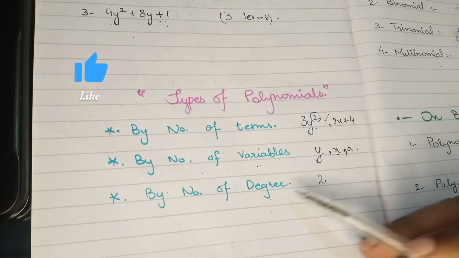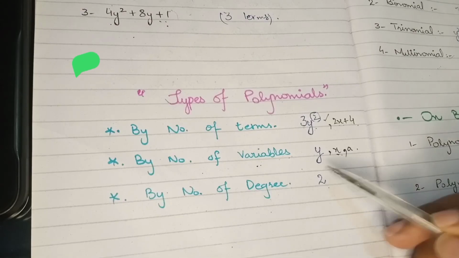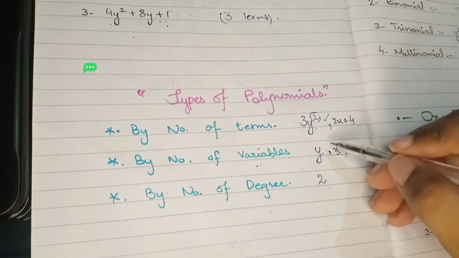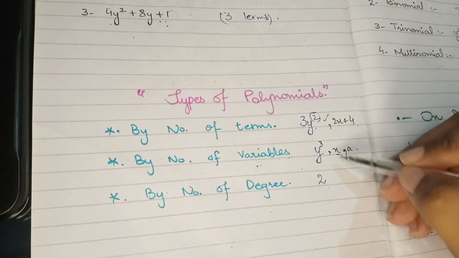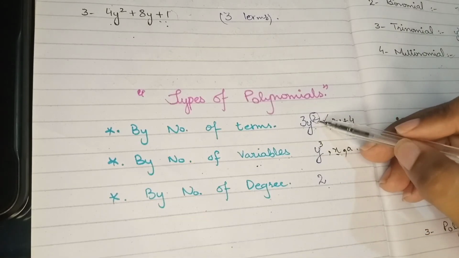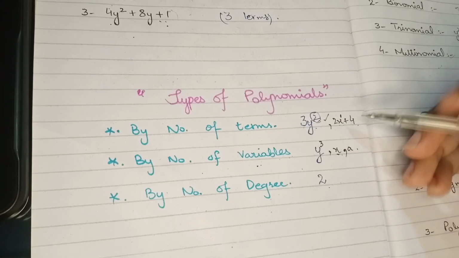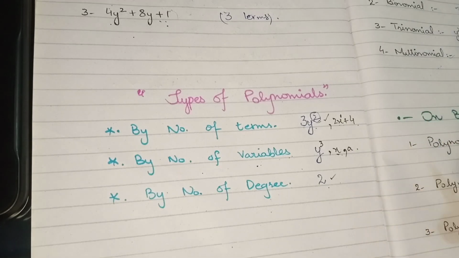Next, the third, by the degree: it can be a power like 2, 1, 3. If I write y cube, it is the degree of the polynomial. If I write 2, it is the degree of the polynomial. Here nothing is present, so it is 1. So it is also a degree of the polynomial, which we can write here. So see through the types of polynomials on the basis of terms.